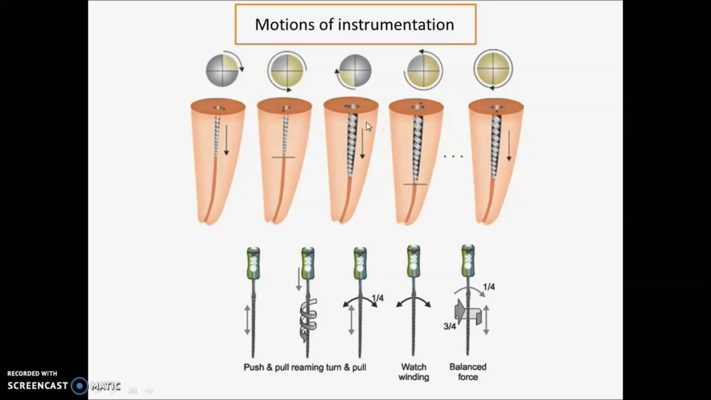Now aspirants will study a few motions of instrumentation. So this image depicts the balanced force technique, where one-fourth you go clockwise and three-fourths you go anti-clockwise. Let's see other motions. Like this is your push and pull, this is your reaming, this is your turn and pull, this is your watch winding motion, and this is your balanced force technique. So aspirants, try to understand each motion. Anyone can be your question.